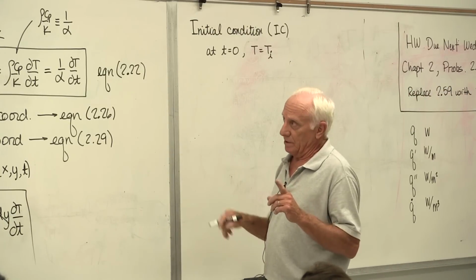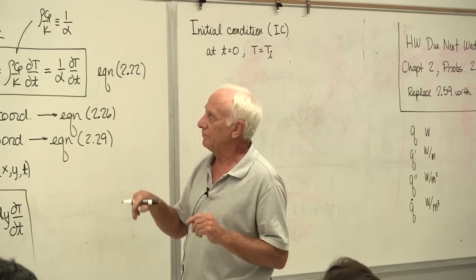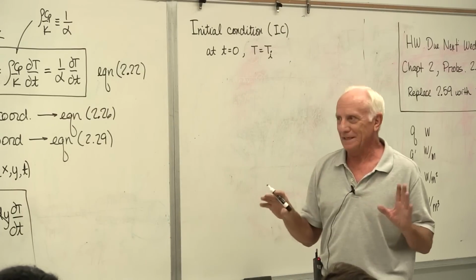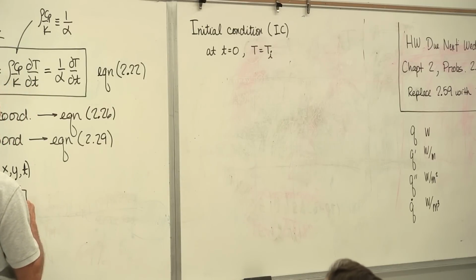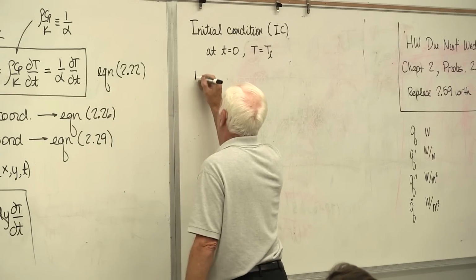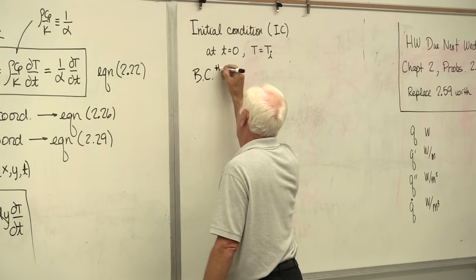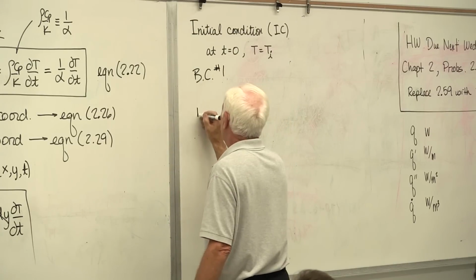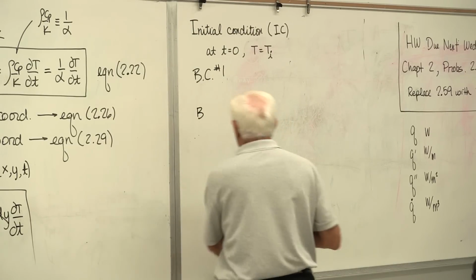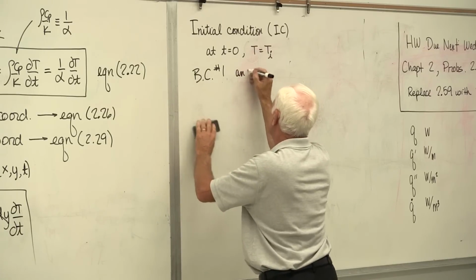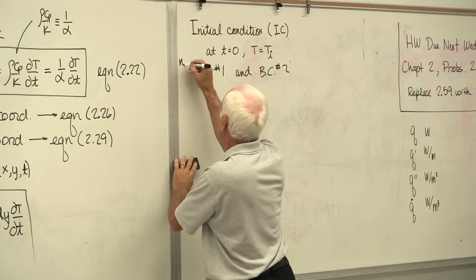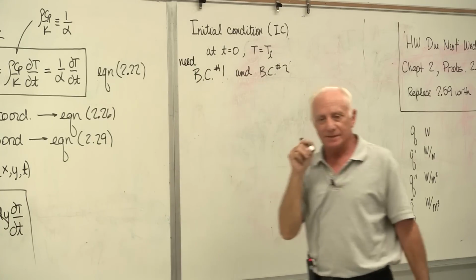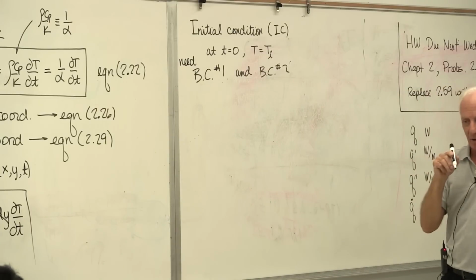Now I need a boundary condition. We're going to make it easy for ourselves now. Let's say it's one-dimensional. So all we need is one condition on that. So boundary conditions, there'll be 2 of them, only with x. Boundary condition 1 and boundary condition 2. We need these. Somebody has to tell you what the boundary conditions are.